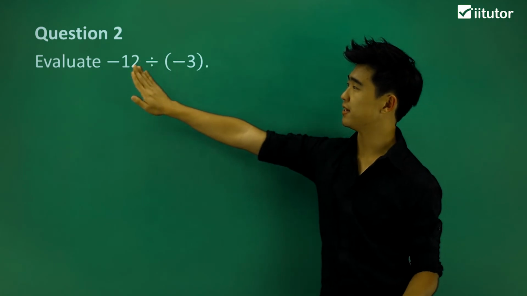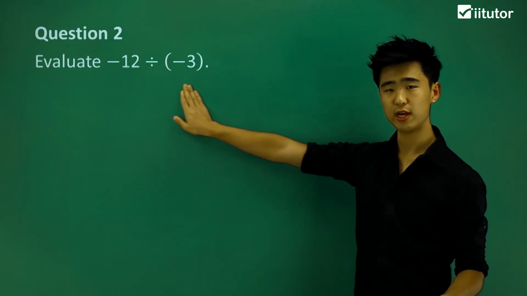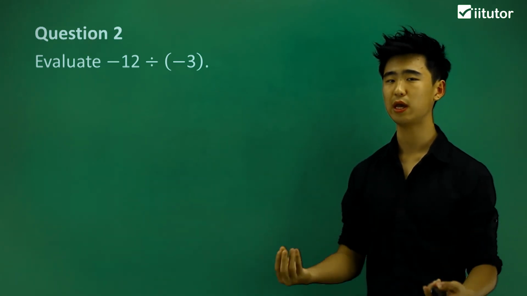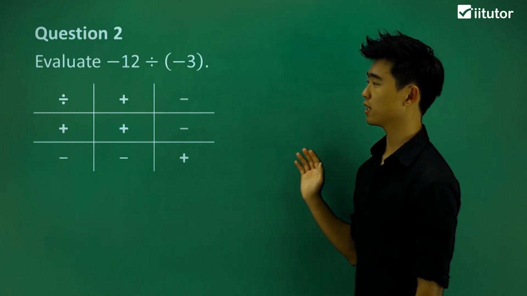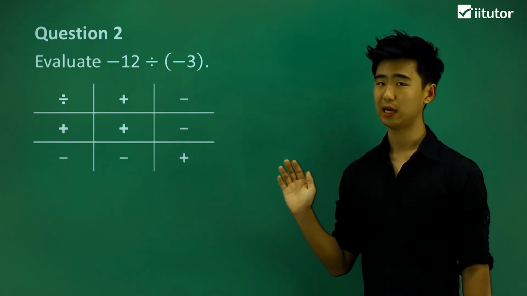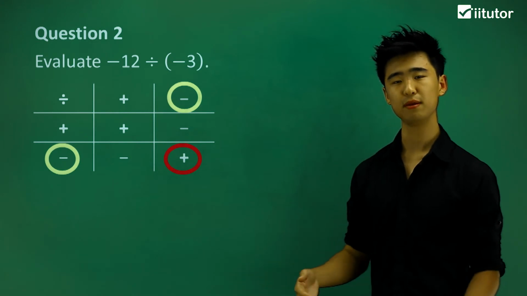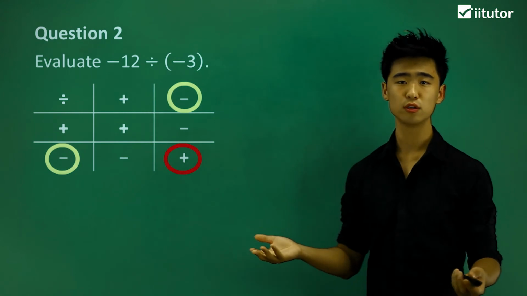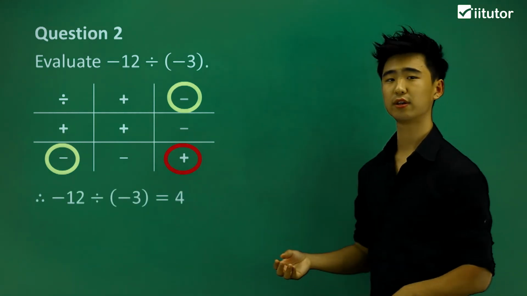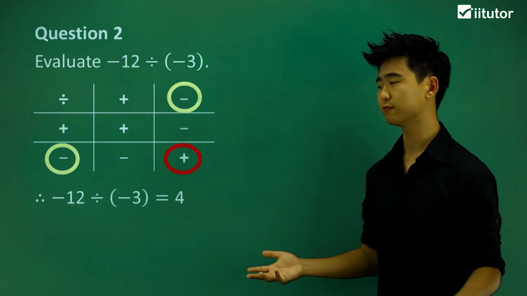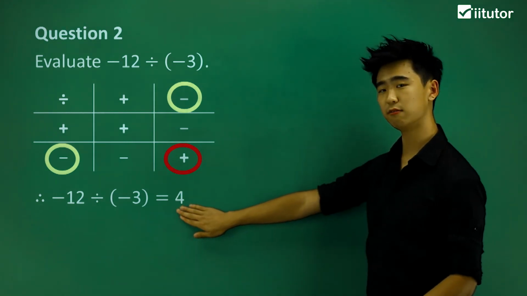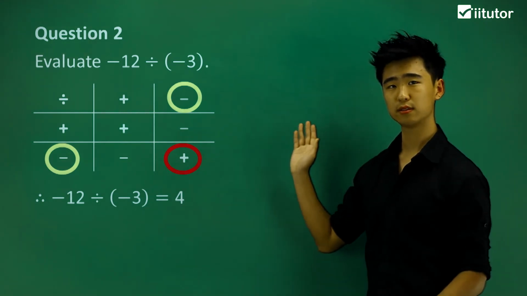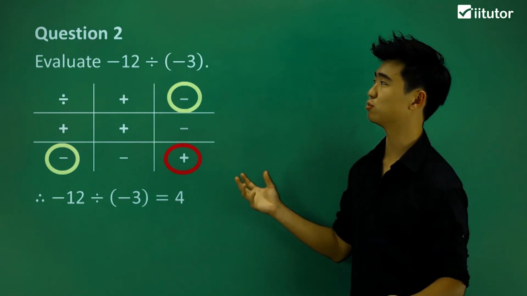Evaluate negative 12 divided by negative 3. So two negative numbers divided together. I want you guys to try and think about what result that will give me. Just looking at our little table for guideline, negative divided by negative will give me positive. We obviously know 12 divided by 3 is just 4, so we're going to focus on the sign here. So negative 12 divided by negative 3 is positive 4. Understand? I hope you guys are getting the hang of this. It's essentially the same thing as multiplying.